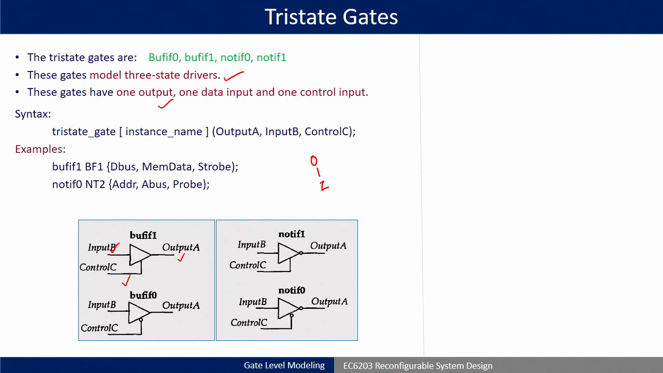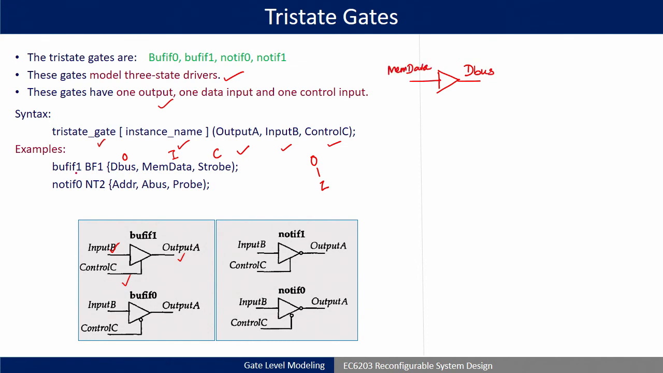Okay. Same syntax, then gate instance name. Here it is a bit different: output always first, followed by the input, followed by the control. So, you have to remember this while writing the code. The syntax is, for example, buff if 1, BF1, dbus, mem data, strobe. Here dbus is my output, mem data is my input and strobe is my control. So, if we create a buff if 1, my output is dbus, input is memory data.